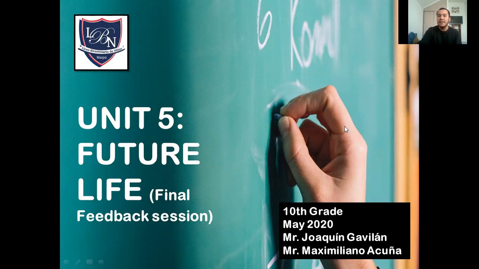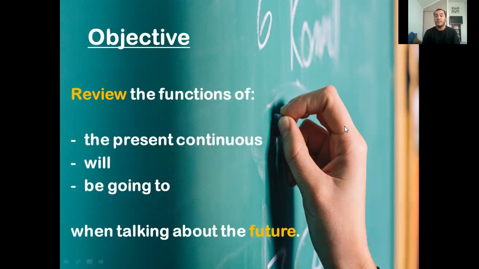So let's see the activities. But first, we are going to see the objective for today's class. It says to review the functions of the present continuous, will, and be going to when talking about the future. So this is like the summary of all the contents that we have seen at this moment.